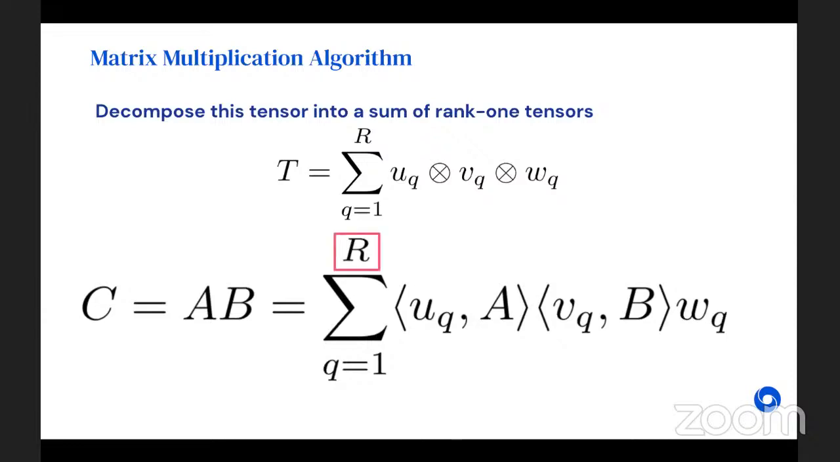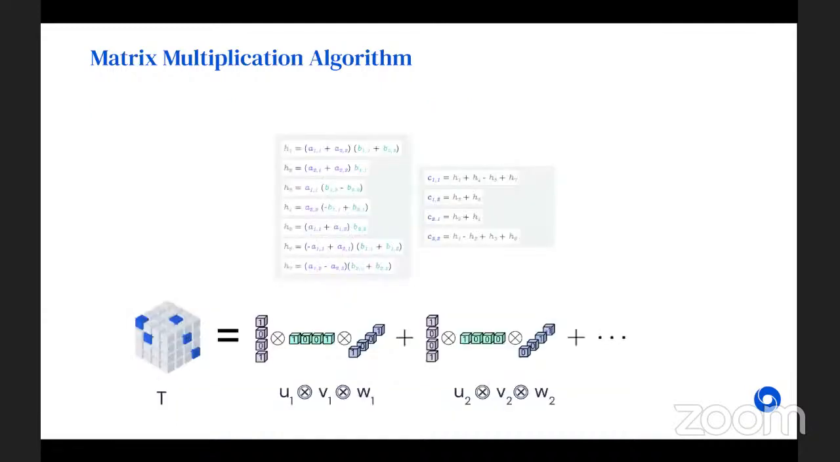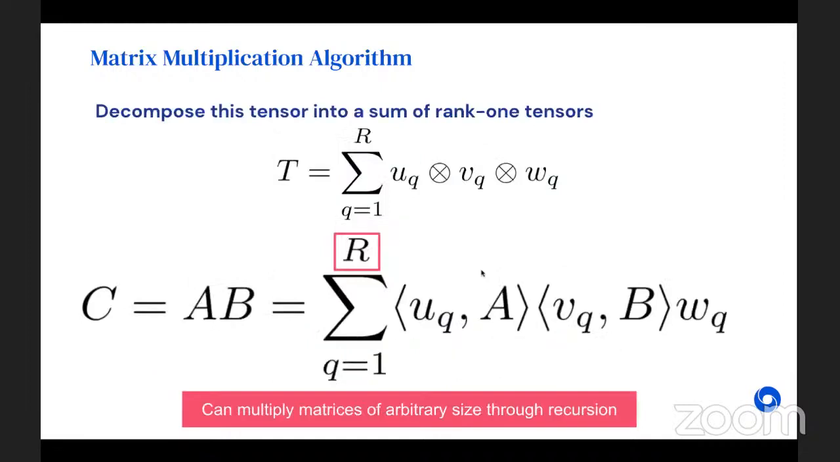Now, the important quantity here is the rank of this decomposition that you're going to find. The rank characterizes precisely the computational complexity of this algorithm. You can apply the algorithm recursively, so you can apply it to any size matrices, not only for multiplying n by n matrices. Therefore, the question becomes to find the decompositions of this tensor that have the minimum rank.